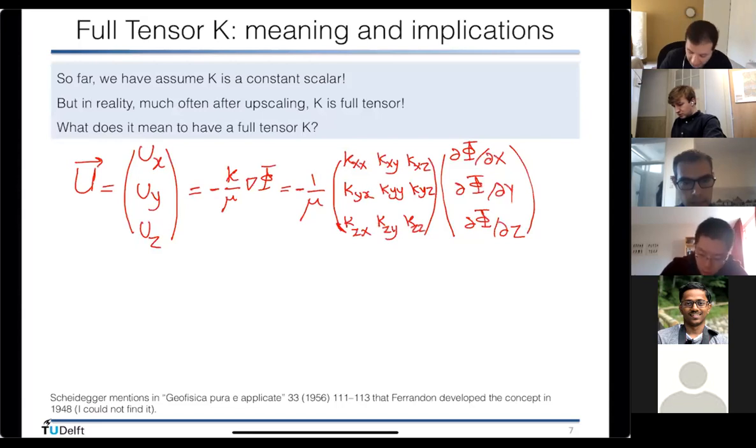We used to say that this permeability was just one quantity, but actually it is not. In reality, it is not. It can have all these different entries, especially if you define it after upscaling. Now, in reality, what would this really mean?